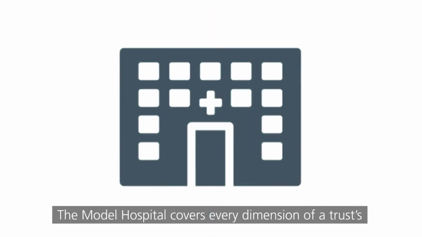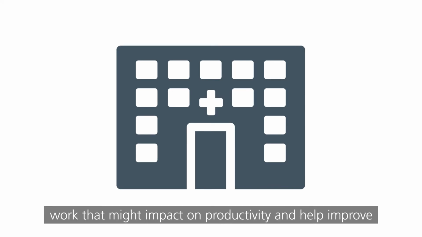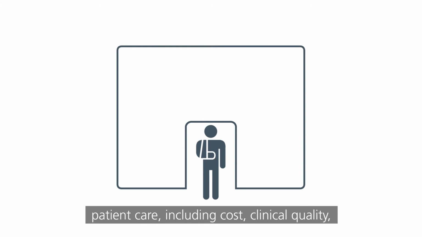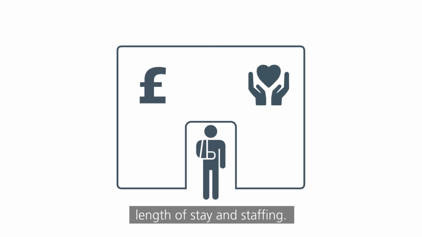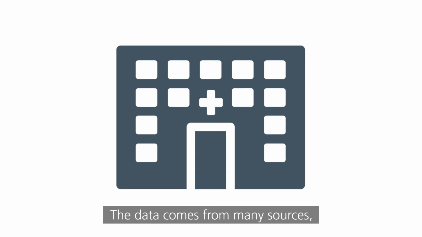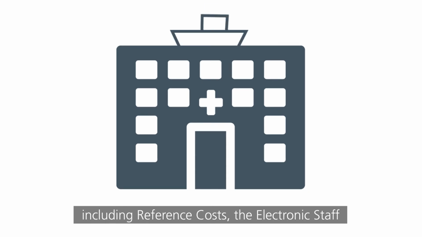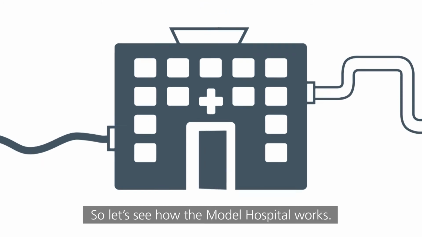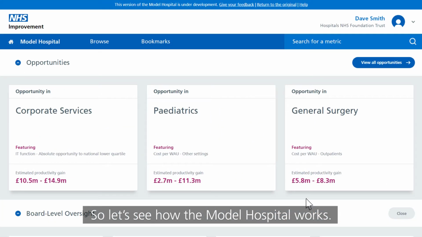The Model Hospital covers every dimension of a trust's work that might impact on productivity and help improve patient care, including cost, clinical quality, length of stay and staffing. The data comes from many sources, including reference costs, the electronic staff record and annual accounts. So let's see how the Model Hospital works.